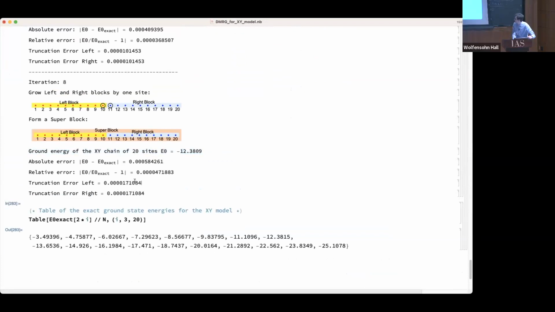So you can see that the truncation error is always lower than the absolute error or relative error, but it's still kind of the same, maybe 1 order of magnitude more. And this is a table of exact eigenenergies. So for example, for a spin chain of 20 sites, I get this energy, which is minus 12.38, and the exact energy is minus 12.3815. So the error now is around 10 to the minus 3, but it's still very precise. All right, so I'll stop here. Thank you.